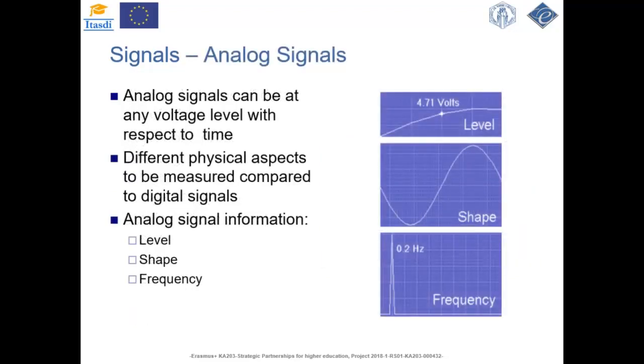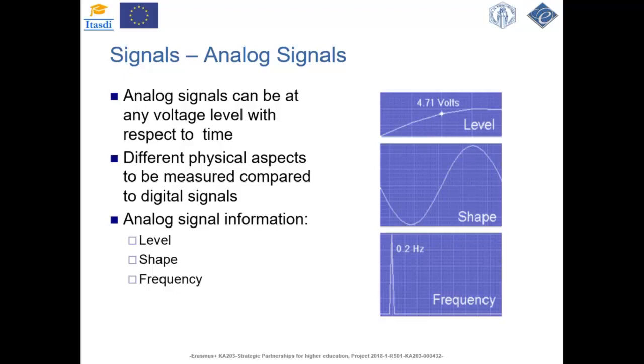And going a little bit deeper into the categorization, I would like to say something about analog signals. Analog signals, unlike digital signals, can be at any voltage level with respect to time. And because an analog signal can be at any state at any time, the physical aspects we want to measure here differ from those of a digital signal. For example, in analog signals, we can measure the level, the shape, or the frequency of the signal.